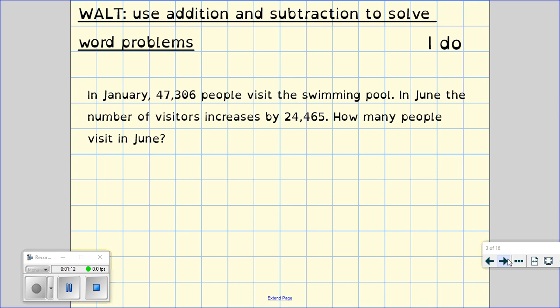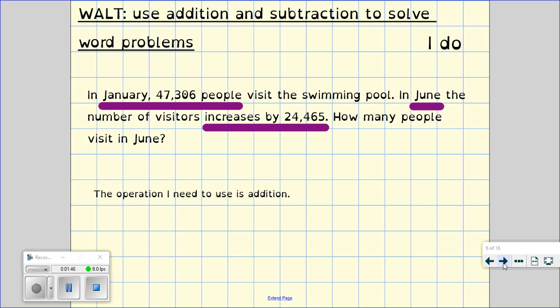Okay, so I'm going to go over with you a couple of examples before you get started on your own questions. So the first one then is, in January, 47,306 people visit the swimming pool. So I think that's quite key, that bit of info, so I'm just going to underline that. In June, the number of visitors increases by 24,465. How many people visit in June? So I know that this number has increased in June by 24,465. So to work out how many people visited, I need to do an addition.